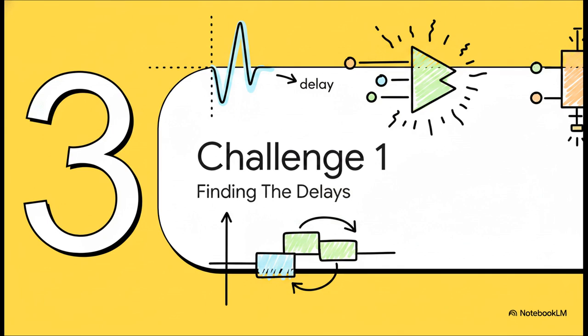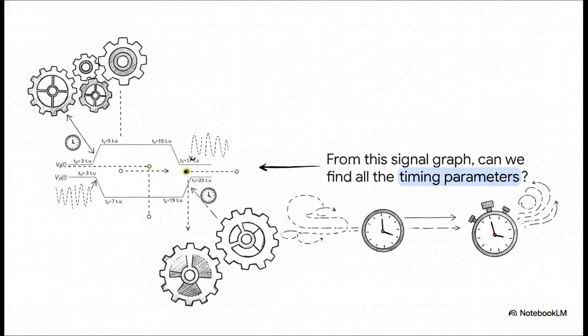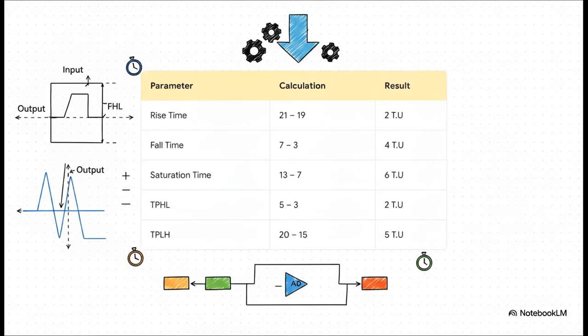Let's do it. Okay, so here's our setup. We have our input signal, V, and our output, VO. All the key points in the transitions are marked with a time value in TU, or time units. Our job is to use these points to find all the delays and times we just talked about. Okay, let's walk through this together step by step.